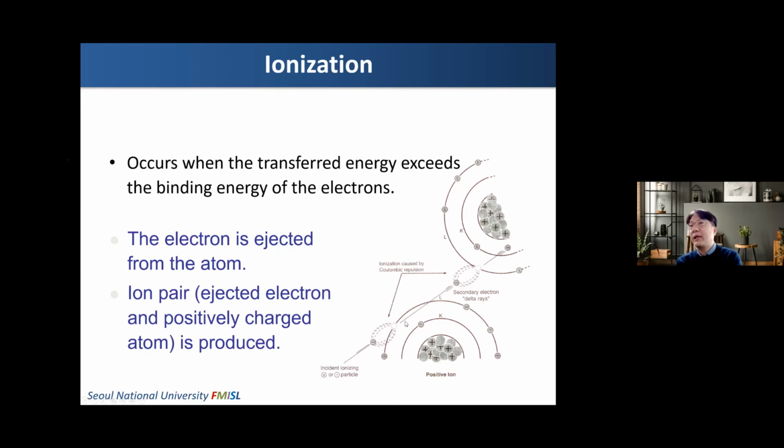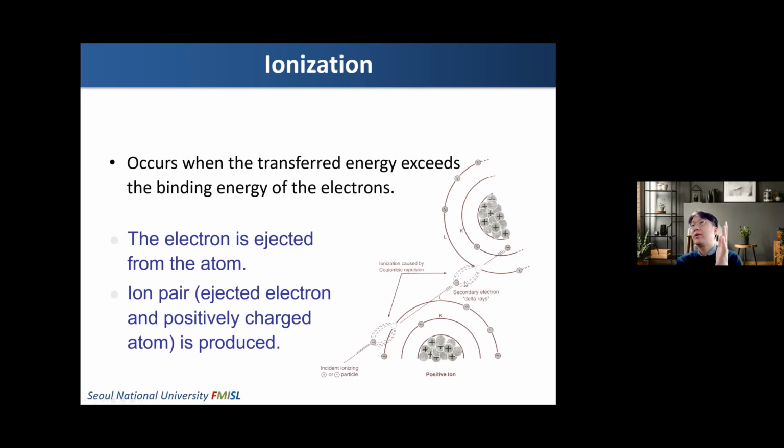And sometimes this ejected electron can behave as a secondary electron. I mean that this electron can be another ionizing radiation if it has sufficiently high energy, like a beta ray. Imagine that this emitted electron has a high kinetic energy, high speed. It has sufficiently high energy to generate another ionization. It can happen.